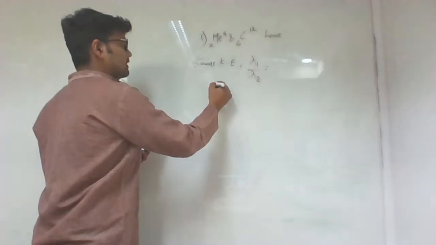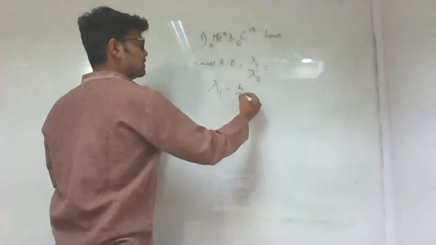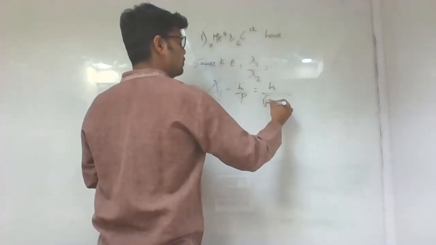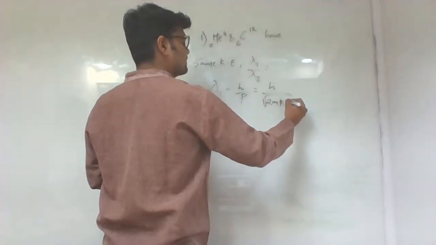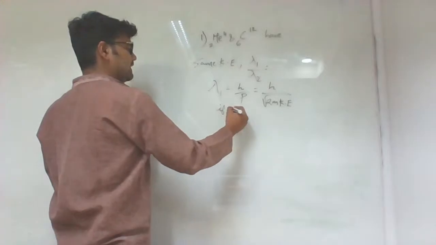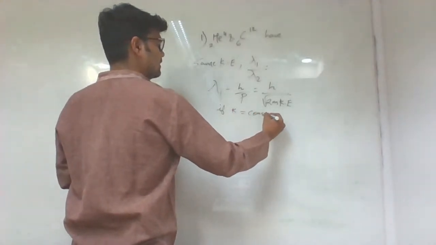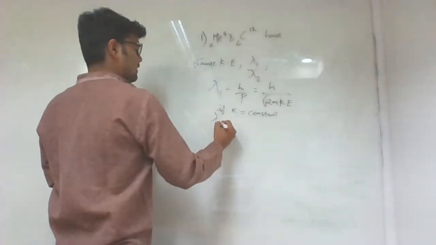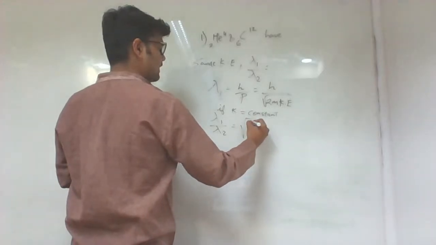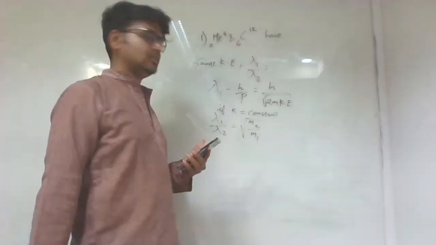Now, students, de Broglie wavelength is defined as h, which is the Planck's constant, upon p, and p can be written as root 2 mass into kinetic energy. So, if kinetic energies are constant, lambda 1 upon lambda 2 is equal to root of m2 upon m1, inversely proportional to the square root of masses.